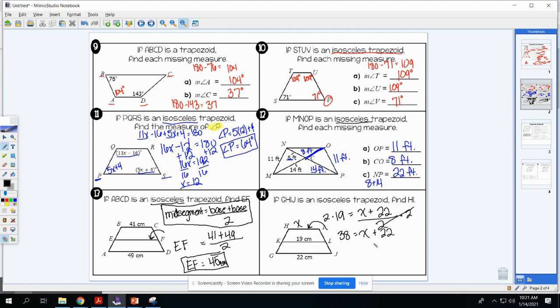So we get 38 is equal to x plus 22. Go ahead, subtract your 22. And we're going to get our final answer here. X, or HI, is equal to 16 centimeters.